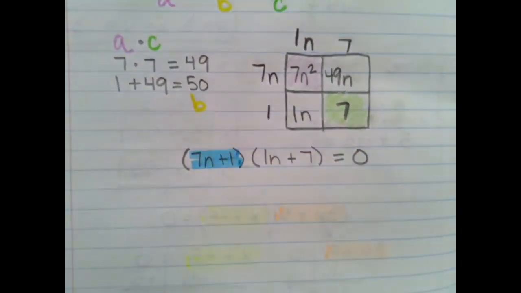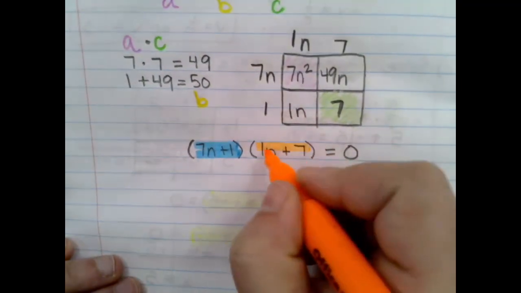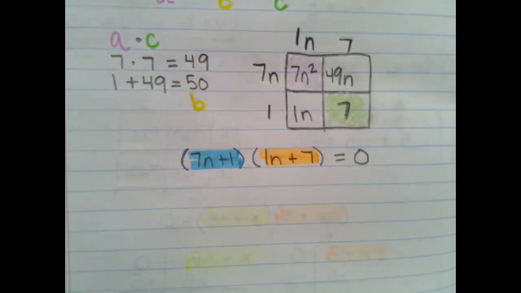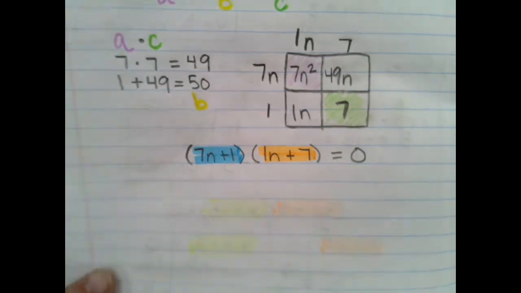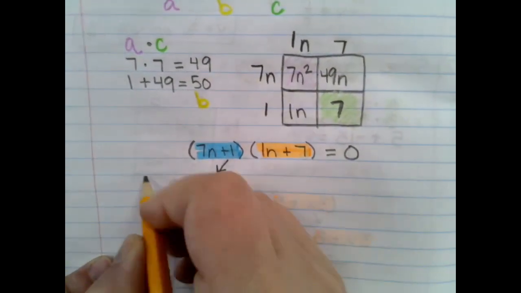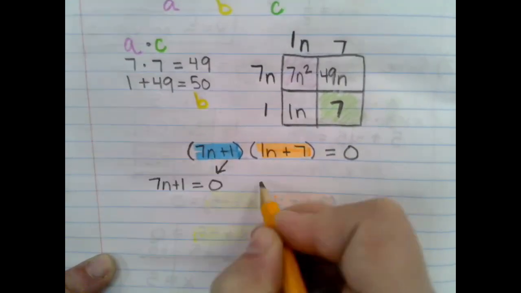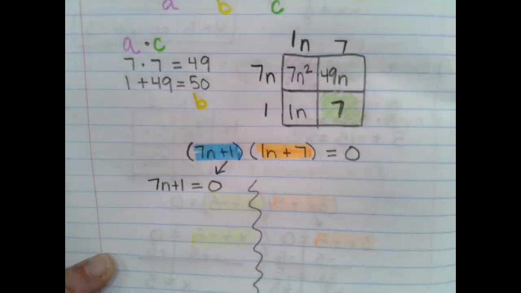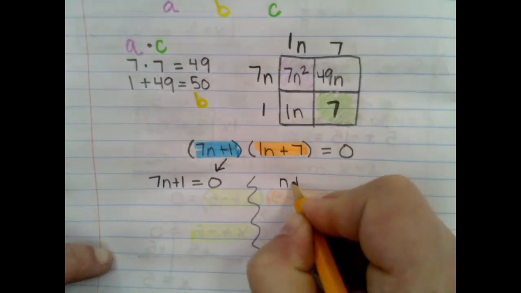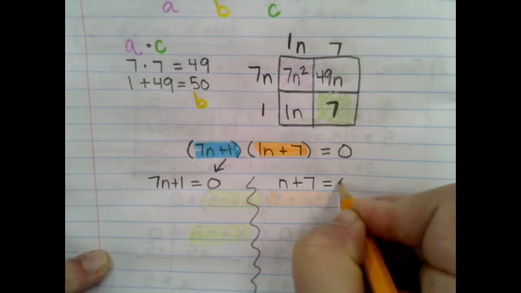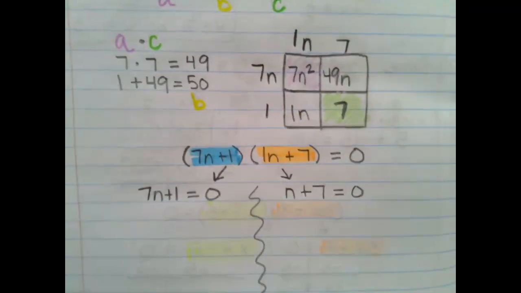This one's a little silly because we get to start this problem by solving and we end the problem by solving. The middle part is that factoring. So I'm going to break that apart. We have 7n plus 1 equals 0, and 1n plus 7 equals 0. I'm going to write that just as n plus 7 equals 0. 1n and n are the same thing.